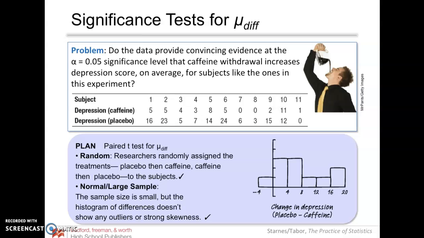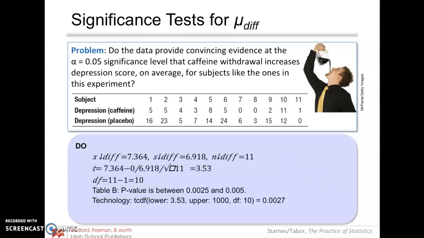On the normal or large sample condition, we graph on a histogram. We don't see any strong skew or outliers, even though the sample size is very small. So it's hard to say for sure, but they were reasonably uniformly distributed.